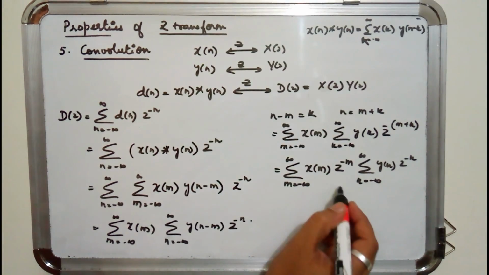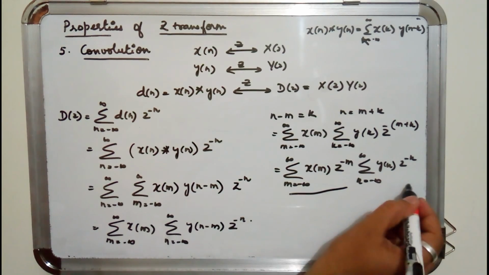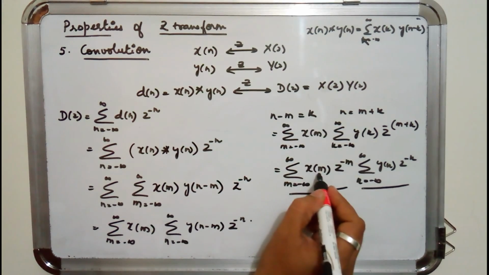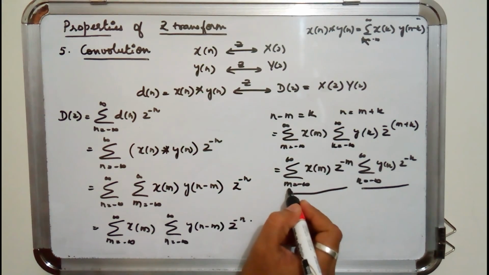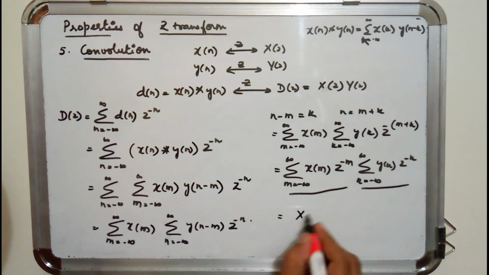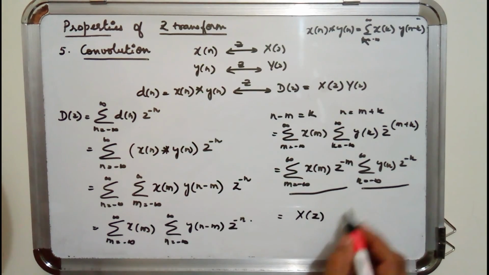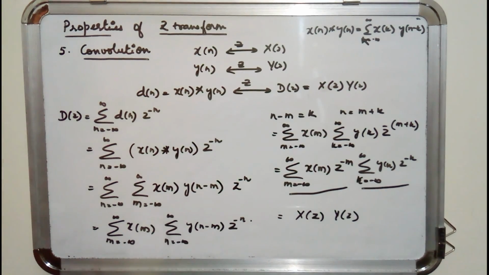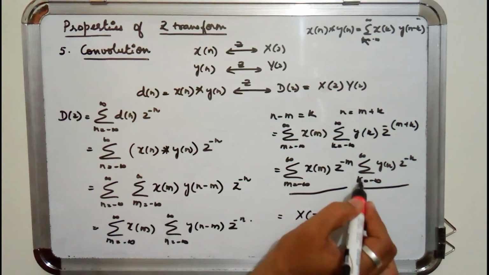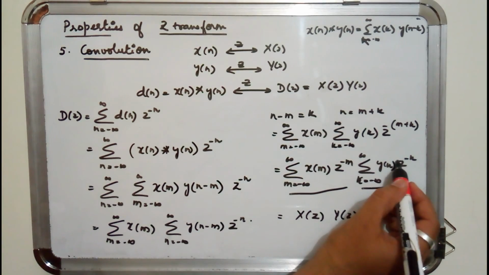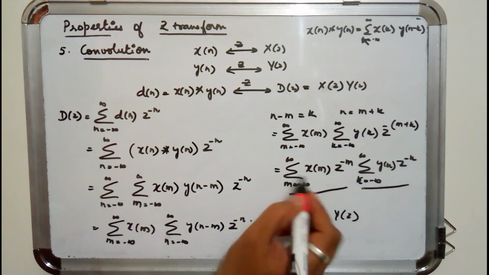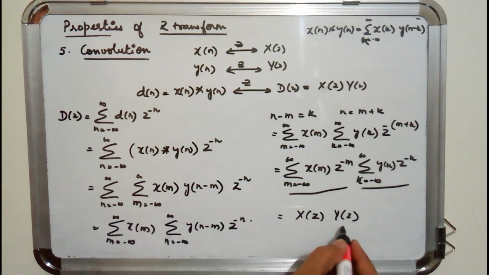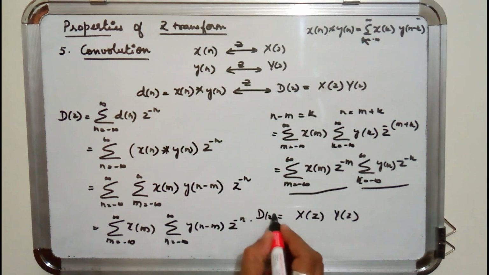Now what is this first term and what is the second term? It is x of m, z power minus m. It is similar to x of n, z power minus n with limit as n. Here you have m. So this is x of z and this is y of z because you have the limit as k. So whatever limit you have, z should be raised to the negative power of that. Here also z should be raised to the negative power of the limit. So it will be the z transform. So this is nothing but your d of z.